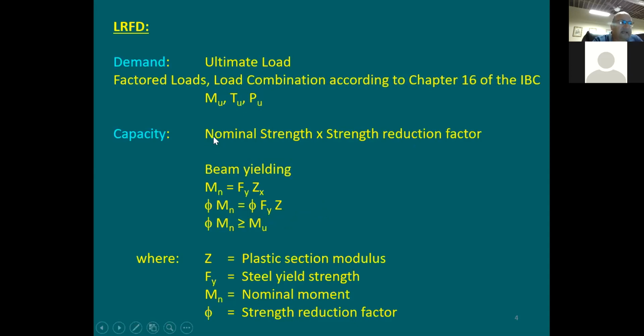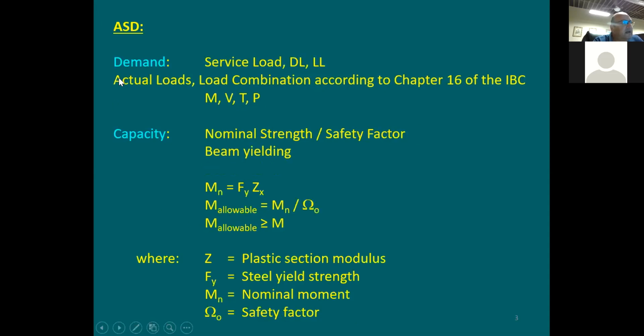When you look at the capacity, you take the nominal capacity and multiply by 0.9. So it's going to be 90% of Mn, while in ASD, it's going to be, let's say, 50% of Mn. Now to summarize the difference between ASD and LRFD: in ASD, all the safety in the entire design is going to be only in the capacity side.